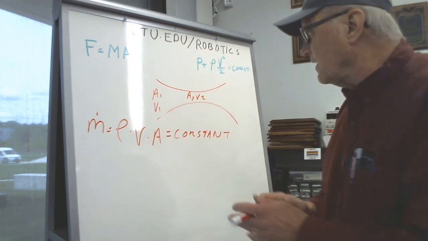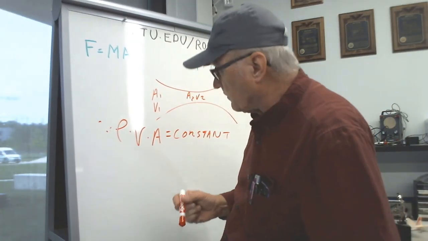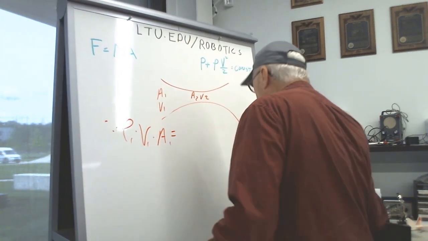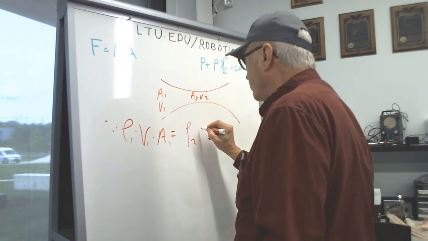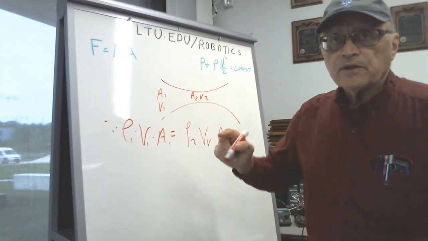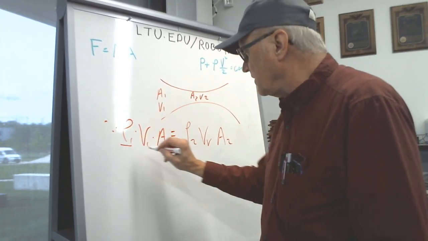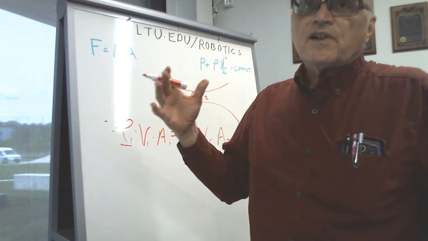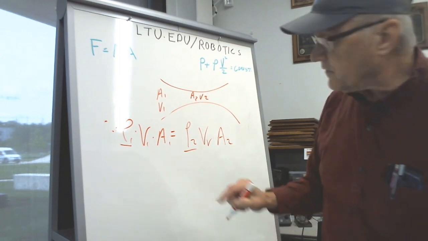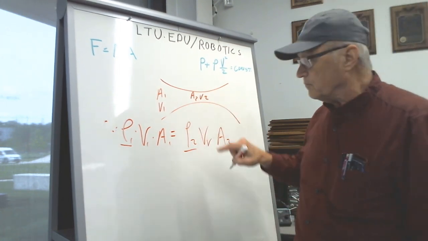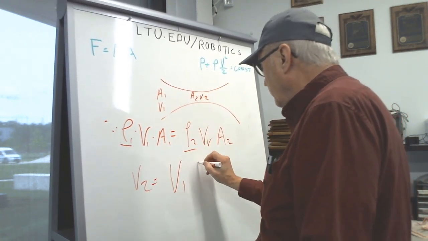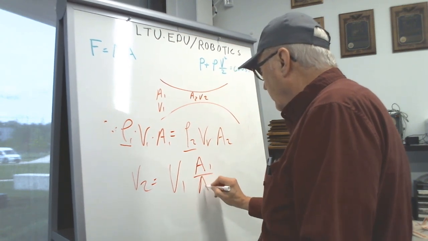So I can say that at area one, rho 1 V1 A1 equals rho 2, density 2, V2, area 2, okay? And I can rearrange this, and if we assume that the density is approximately constant, which is the legitimate thing for subsonic airflow, okay? We can say that the velocity at this minimum area, V2, is equal to V1 times the ratio of area 1 over area 2.